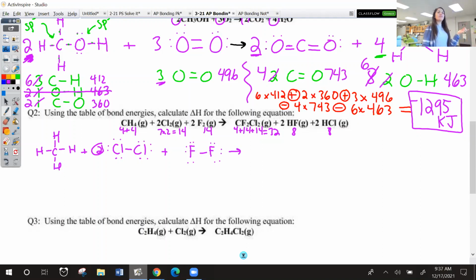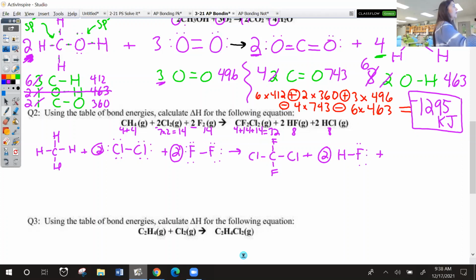If I've got CF2Cl2, the carbon's going to be the one in the middle. I'm going to have C, and we're going to put our Fs opposite of each other, and our Cls opposite of each other. It doesn't matter which ones are on top and which are on the bottom. And I only have one of those. Oh, I forgot my 2s, 2 in front of this. There's only one of those, and then again 2 on my HF. That looks like that. We know H only gets 1. And then 2 of the HCl, same thing, that's going to be my 8 on there.